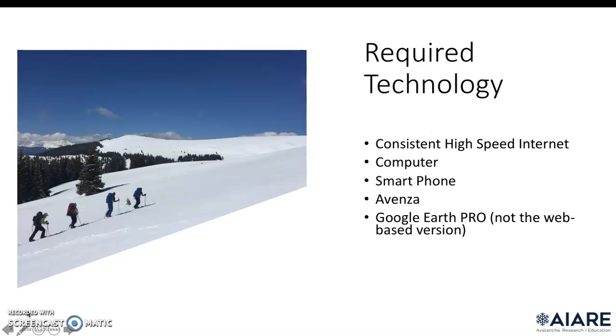Required technology for this webinar. For the pre-course material as well as for the webinar, you need consistent high-speed internet, a computer, a tablet generally won't work, a smartphone, Avenza, which you can download online for your phone, and Google Earth Pro. So you also need to download Google Earth Pro. The web-based version of Google Earth does not work with importing and exporting files. So that's required technology, and you'll want to make sure you obtain this technology before you continue in the pre-course learning.